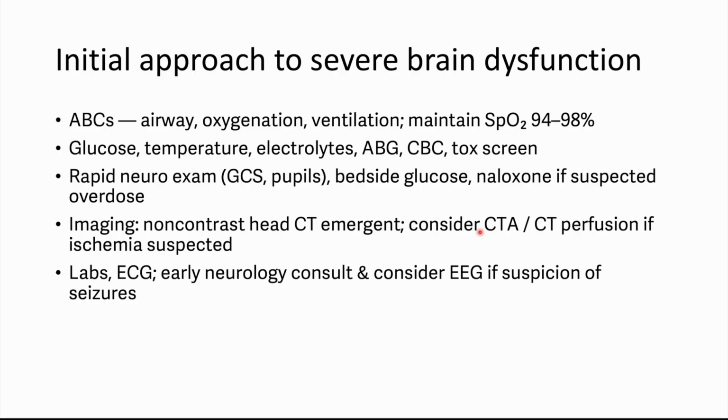So initial approach to a severe brain dysfunction patient. When a patient arrives encephalopathic or comatose, you have to act fast by securing the airway when GCS is less than or equal to 8. Then we have to oxygenate to 94 to 98 percent and also avoid hyperoxia, and we have to check bedside glucose to treat hypoglycemia immediately. Then we have to control seizures if present, and rapidly we have to draw ABG to check the basic biochemistry. Then we have to take a complete blood count, send toxicology, and also send an ECG. Then early neurology consult and consider EEG if there is a suspicion of seizures.